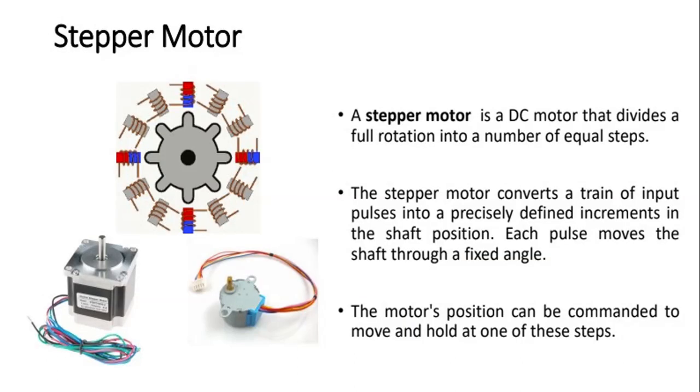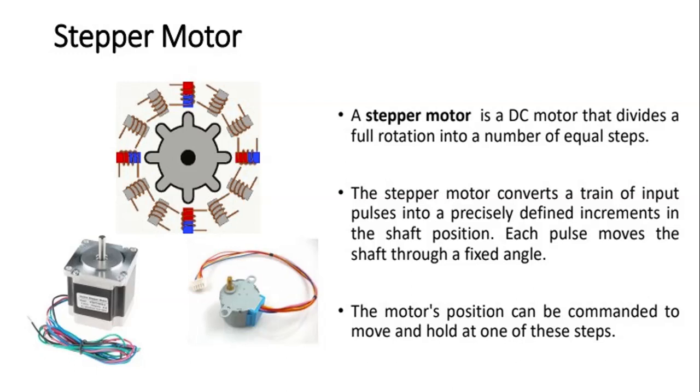Second, the stepper motor. The stepper motor is a DC motor that divides a full rotation into a number of equal steps. It rotates in the form of steps, by an angle, and basically that angle is 1.8 degrees. So the stepper motor converts a train of input pulses into a precisely defined increment in the shaft position.